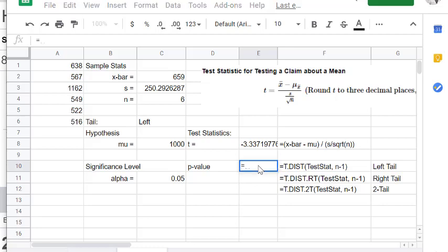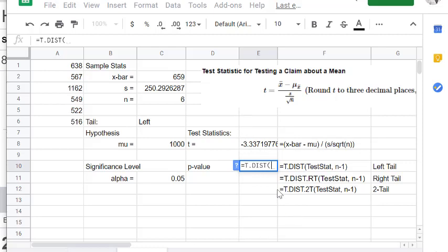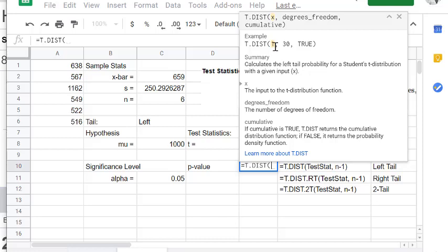So let's type equals t.dist. Notice there's options here. The t.dist is the left tail, t.dist.2t is the two tail, and the t.dist.rt is the right tail. So we're going to use the left tail test. And for this, if you want to check the formula, you can always click on the question mark. It's asking for the x value, the input of the t distribution function, and it's looking for the degrees of freedom, and then since we're looking for area under here, this is always going to be true.